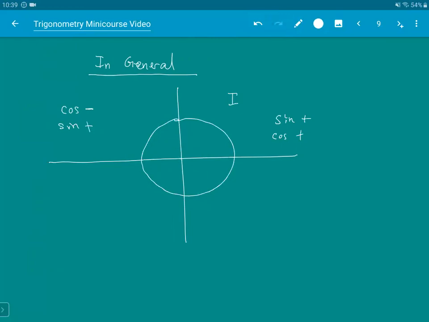Okay, and if you go into the third quadrant, after the second quadrant, you notice that both sine and cosine are going to be negative because both the x and y coordinates are negative. And then finally, if you go into the fourth quadrant, now cosine is positive, but sine is negative.